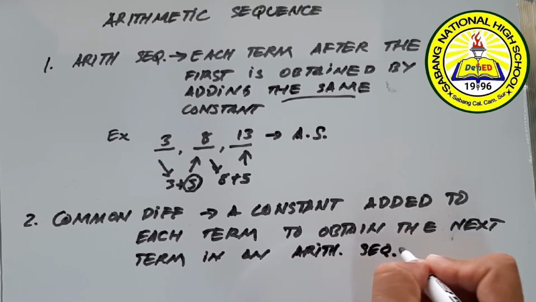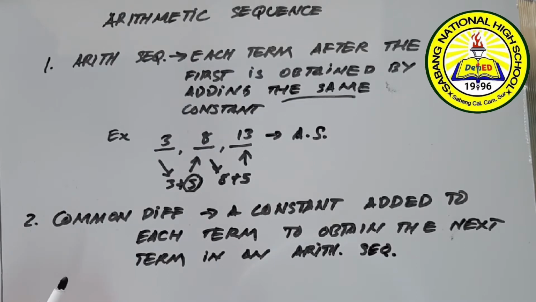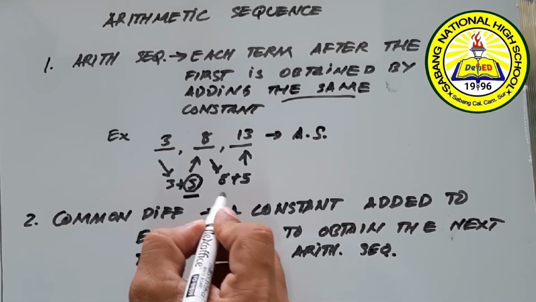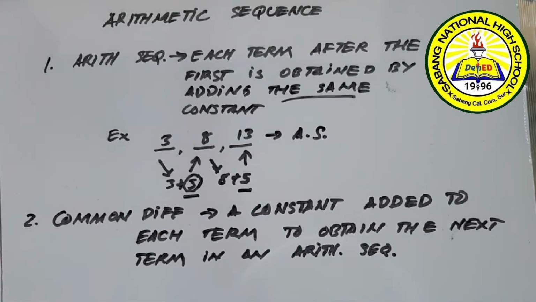So it is the number 5 in our example, which is being added for every term to obtain the next or the succeeding term. For example, to this 3, we add the common difference of 5 to obtain 8. Then from 8, we add the common difference 5 again to obtain 13, and so on and so forth. That is what we call common difference.